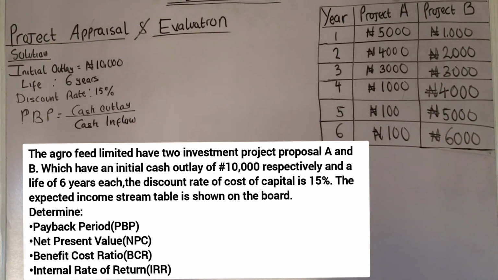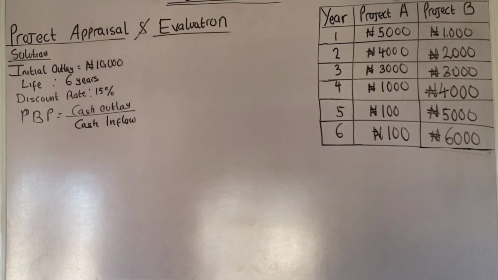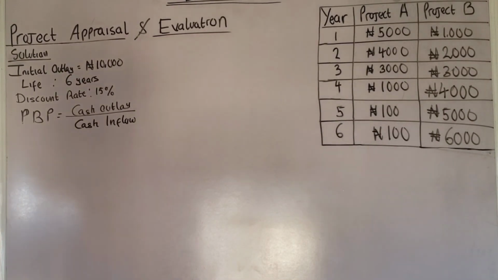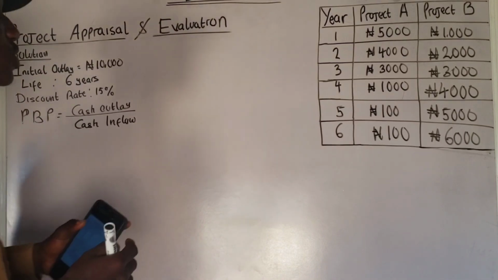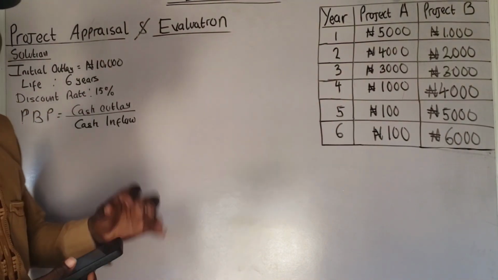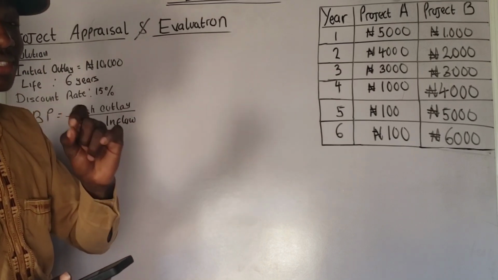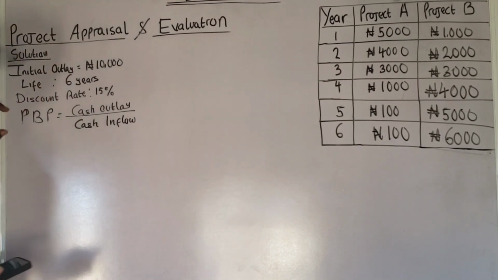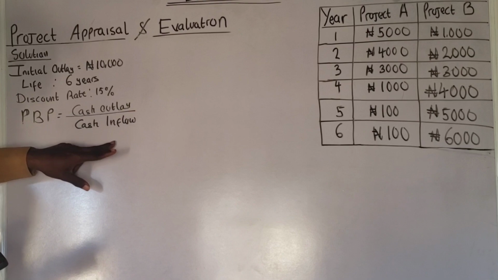Now, this formula is used if the cash inflow is the same throughout the years. Please pay attention. In the question, we are given the expected income streams. The expected income stream is also known as the cash inflow. The formula for calculating payback period is cash outlay all over cash inflow.